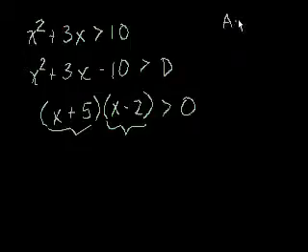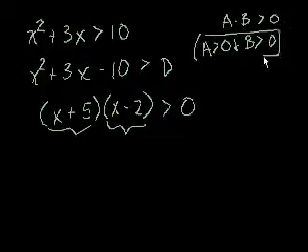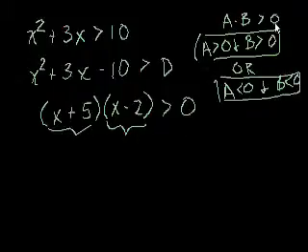If I told you that a times b is greater than 0, we know that either a is greater than 0 and b is greater than 0, which just means that they're both positive, or a is less than 0 and b is less than 0, which means that they're both negative, right? All we know is that they both have to be the same sign in order for their product to be greater than 0. And we just do the same thing here.